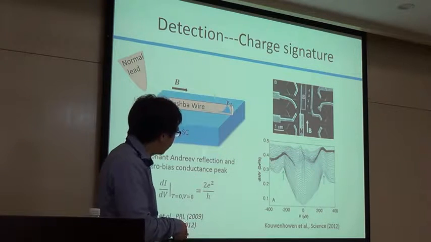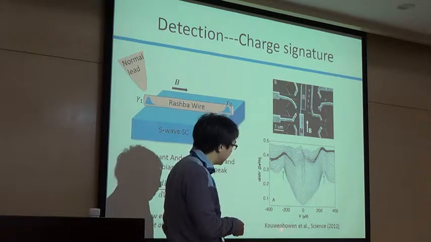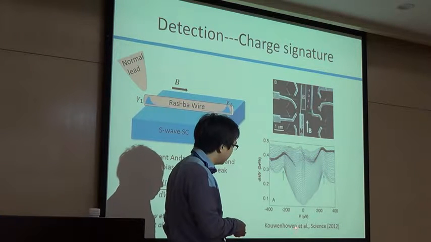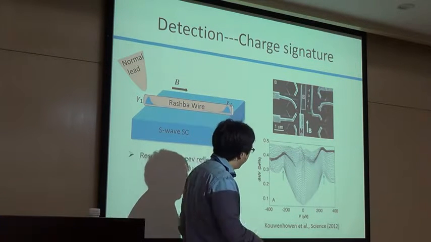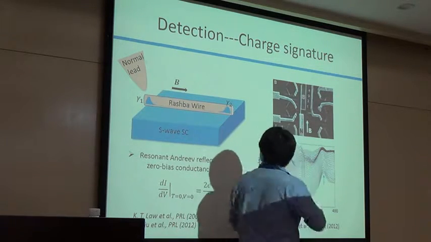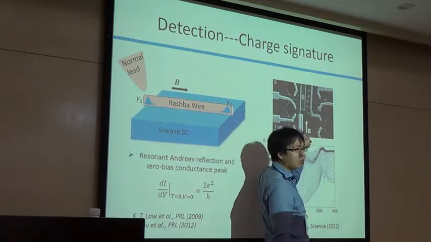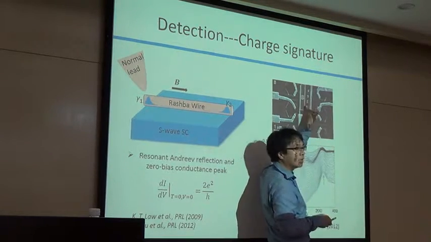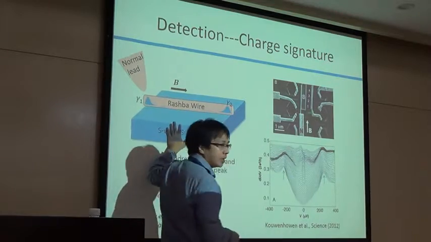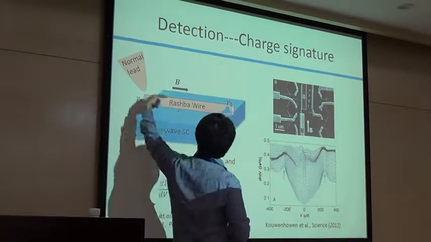A few years after the prediction, there was an experiment by again a Netherlands group at Delft, and they did the measurement. They looked at this material. This is the wire here. Schematically, this represents the wire. And there's an S, the s-wave superconductor, representing the superconductor here. They apply a magnetic field. So that's the magnetic field here.